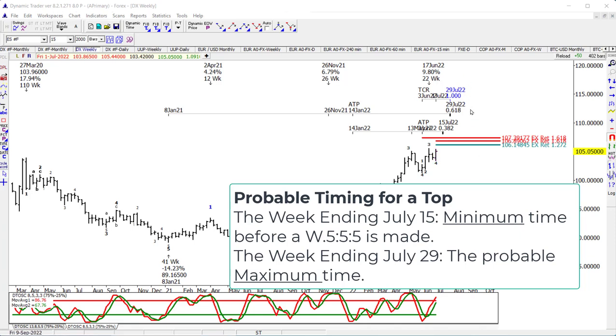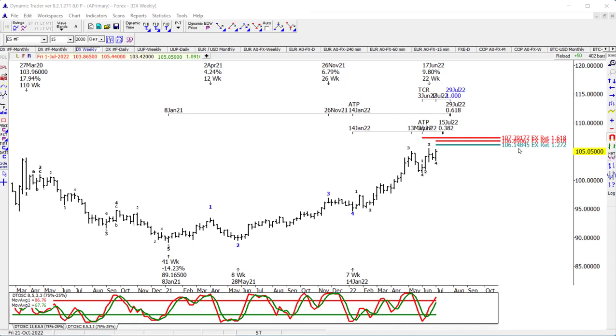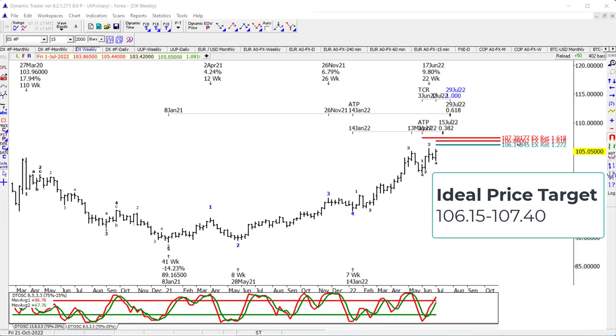The probable maximum time to complete this 5-wave advance in the wave 5 of 5 of 5 is the week ending July 29th. So we're looking at between the middle of July and the end of July to complete the bull trend from the January 2021 low. So that's pretty significant. And price-wise, the ideal price target is right around 106 spot 15 up to 107 spot 40.